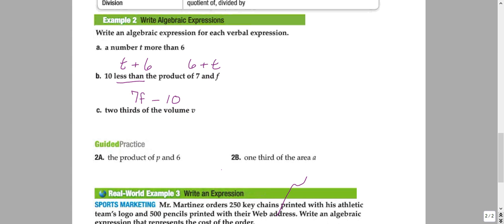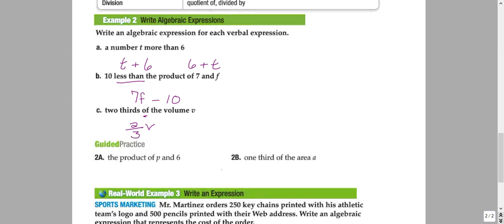Looking at C, this says 2/3 of the volume V. Again, there's that clue word. "Of" means that we are actually multiplying. 2/3 we are going to write as a fraction of the volume V. Understanding that that volume word is in there, but they're just using this as a formula for some kind of geometric figure that they're using. So that's how you would write C.